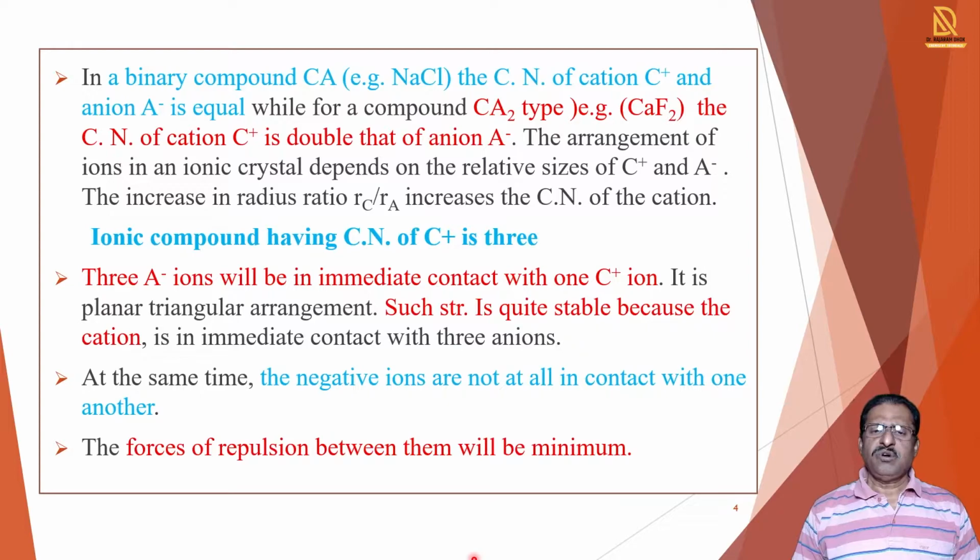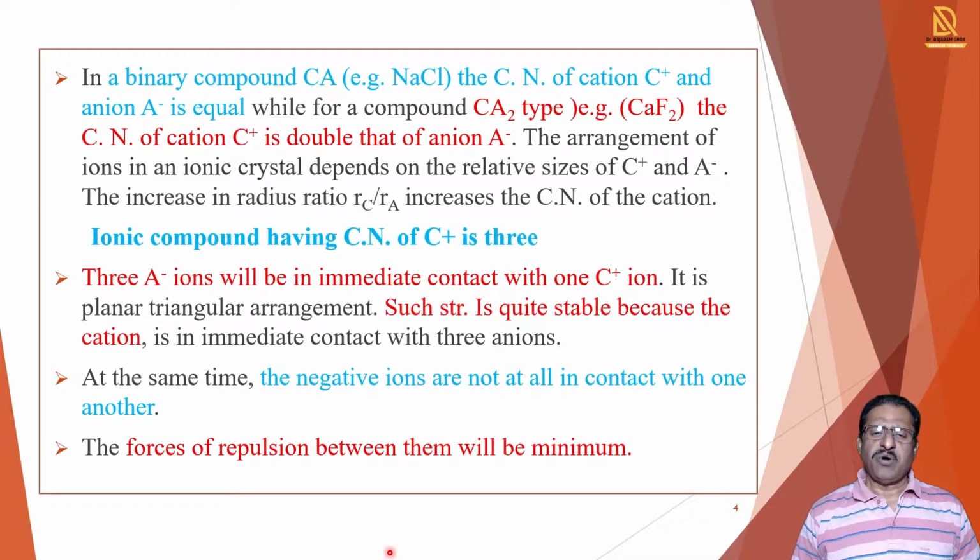But there are some other compounds in which the ratio of cation to anion is different. We take the CA2 type. In CA2 types, an example is CaF2. In that, one cation is surrounded by 2 anions, so the coordination number of the cation is double that of the anion. The arrangement of ions in an ionic crystal depends on the relative size of cation and anions. The increase in the radius ratio increases the coordination number of the cation.